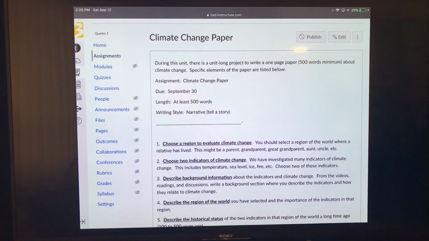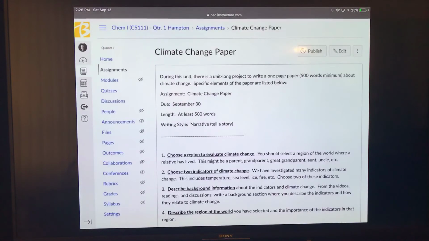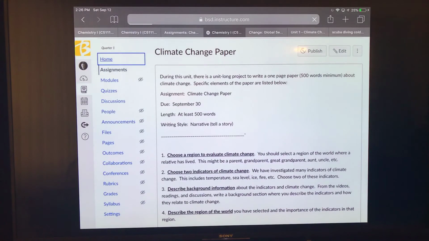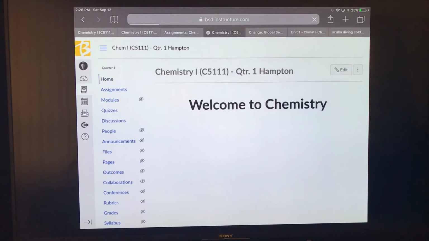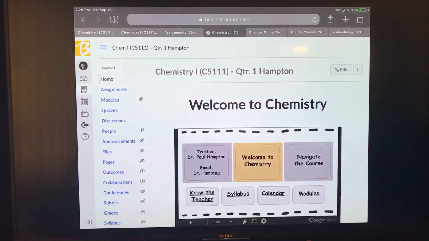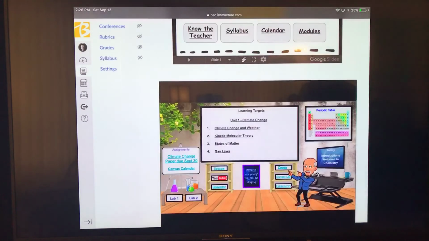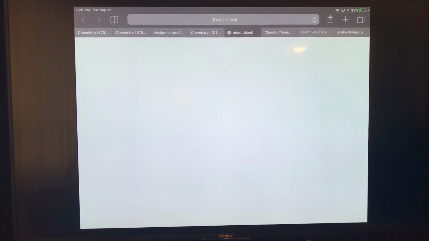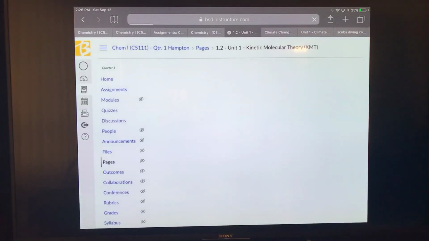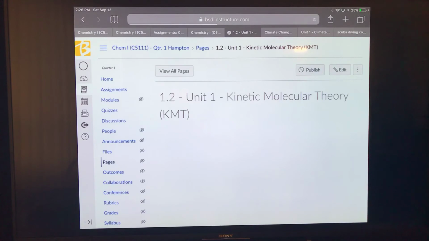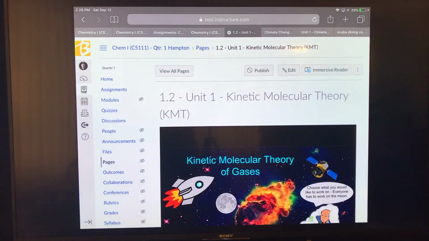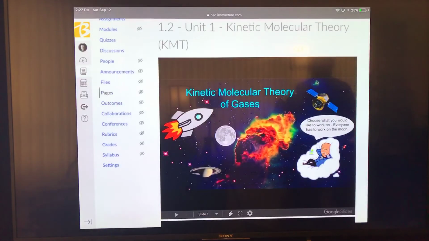All right. So let's chat a little bit about kinetic molecular theory. Kinetic molecular theory, you know those words. Kinetics, because kinetics is motion, like kinetic energy. Molecular, molecules and atoms. So kinetic molecular theory is the theory about the motion of atoms and molecules. Really simple.